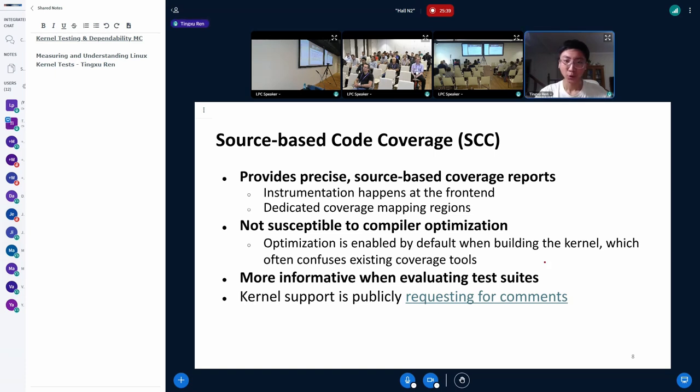And I think it is also worth mentioning the so-called source-based code coverage. This is the coverage tool we are using. It provides some human-friendly and informative coverage reports, which can be mapped directly to the source code, and it is not susceptible to optimizations. Actually, this tool is an enabler of our work, because we wouldn't be able to survive the optimizations with traditional coverage tools like GCOV.